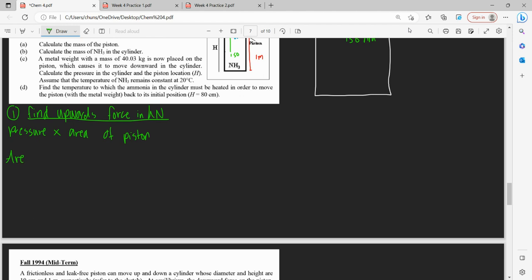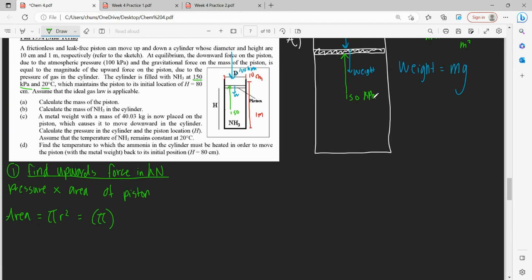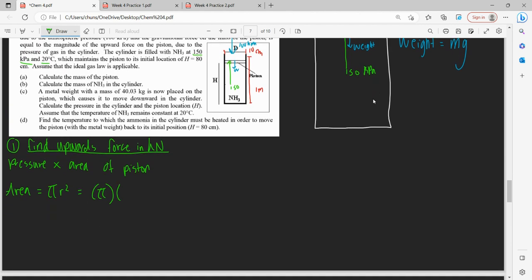So our area, since it's a circle, is equal to pi r squared. Since our diameter is 10 centimeters, our radius is 5 centimeters. I'm just going to change that to meters, so 0.05 meters, and this is 0.05 squared times pi, which is equal to 0.0078539 meters squared. So that is the area of our piston in meters squared.